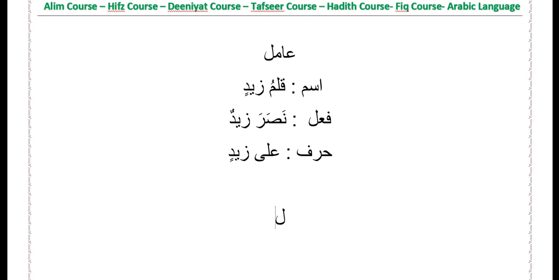Now there are 2 types of amil. One is called amil lafzi. Amil lafzi means when the amil is visible in the word. For example, in the above three examples, the amil is visible. Qalamu is an amil visible, nasara is an amil visible, ala is an amil visible. Then we have manaviyun. Manaviyun means the assumed one.